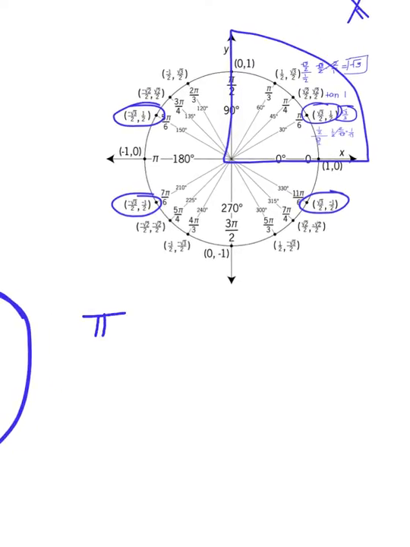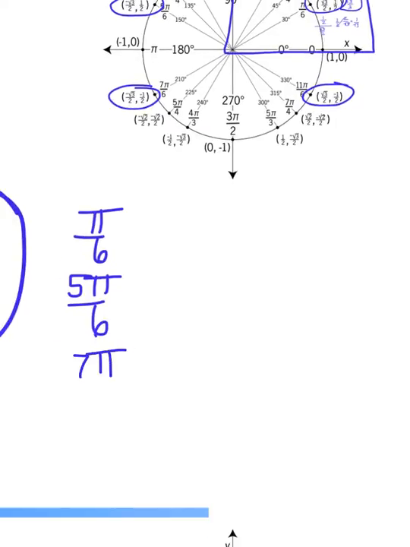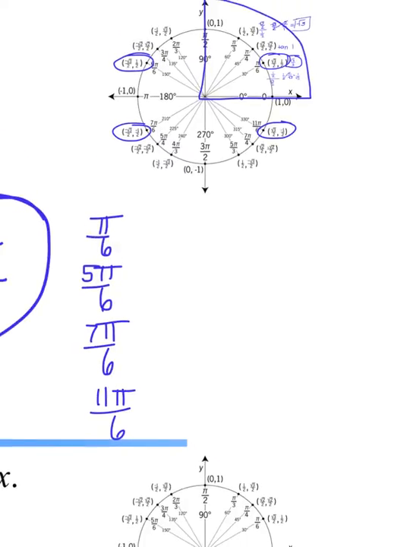Pi over 6. What else? 5 pi over 6. I'm just going to go around the unit circle. 7 pi over 6. And 11 pi over 6. Now, since this is all tangent, what do we write at the end of each answer? K pi. Now, this only happens in tangent, and I'll show you why in a second. With all of our other functions, sine, cosine, and their reciprocals, we added 2k pi, which is one whole circle, correct? Well, in tangent, you only add a half a circle.